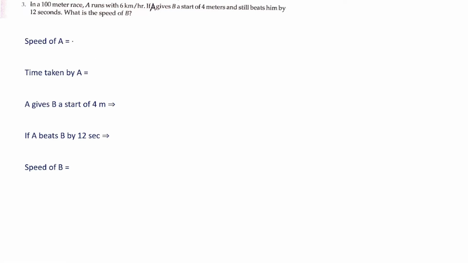So here speed of A is given, it is 6 kilometers per hour. Here we can see that the distance is given in meters and time is given in seconds. So we need to have speed in terms of meters per second. So this is 6 into 1000 by 3600 meters per second, as 1 kilometer is 1000 meters and 1 hour is 3600 seconds.